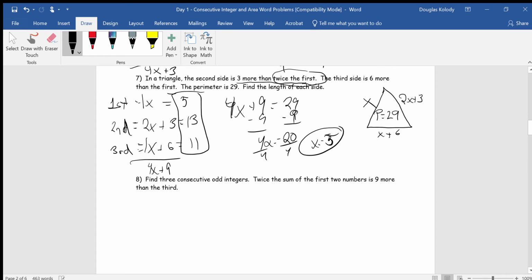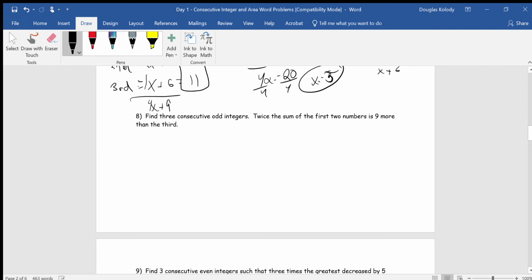Number 8, find 3 consecutive odd integers. Twice the sum of the first 2 numbers is 9 more than the third. Again, this sounds confusing, but I'm going to break it down with you. We've got first, we've got second, and we've got third. The first integer could be x.